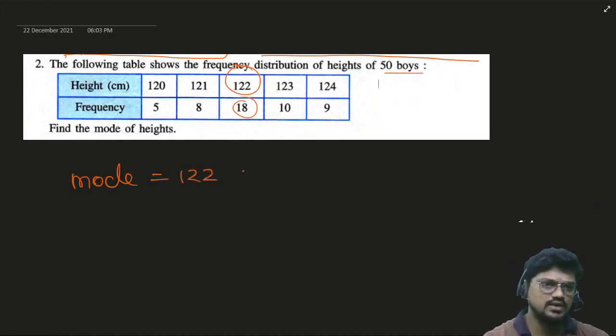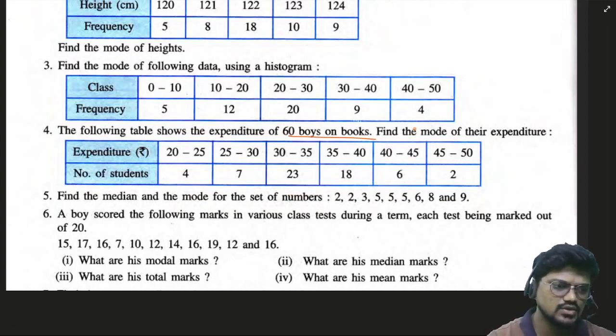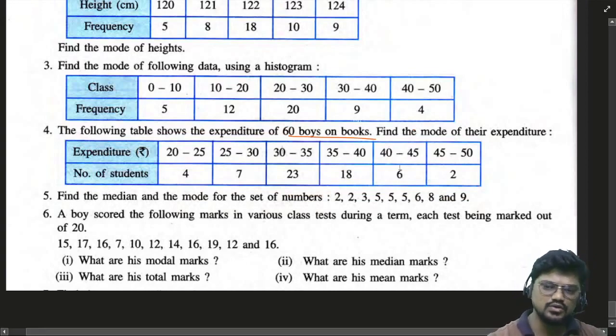So when you have questions like this: the following table shows the expenditure of 60 boys on a book. Find the mode of their expenditure. Since now over here they have given ranges, there is a class interval 20 to 25, 25 to 30, and like that. So in that case, you have to make a histogram. Now how to make that histogram?